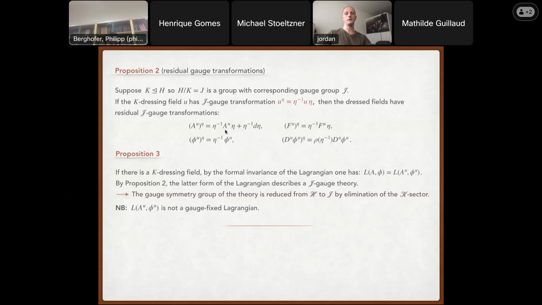Yes, so it could be like that, or you could say, no, that's absolutely not consistent. I cannot say, I cannot partially gauge fix. That was my question. Well, I would say, again, it's a matter of exactly how you define things.